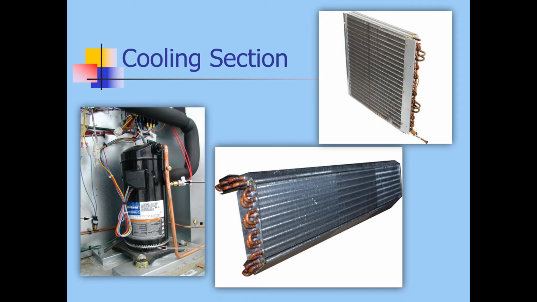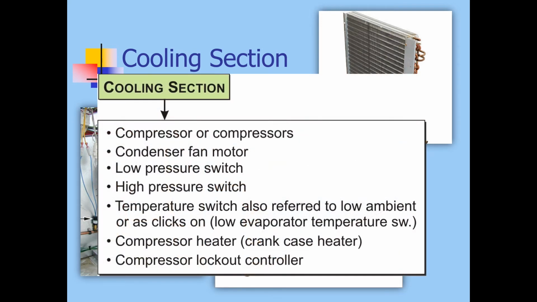In the cooling section, we should also be able to identify the different parts in relationship to what we saw on the residential side. We will have a compressor or possibly multiple compressors. We'll have the condenser fan motor. We'll have the low and high pressure switches. We'll have the crankcase heater and an evaporator coil and the condensing coil. On many units, the compressor is kept on the heating side of the RTU since it will create heat, and the evaporator is in a completely different section.